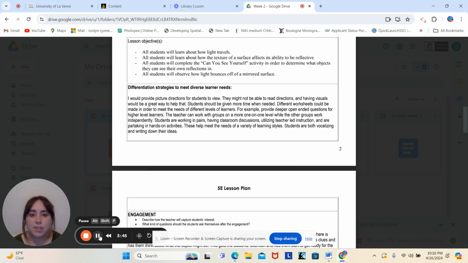And overall, these can just help different learning styles. And on top of that, students are also vocalizing and writing down their ideas, which helps both learners because some students like to write down their ideas, some students like to vocalize it. So ultimately that helps with that.